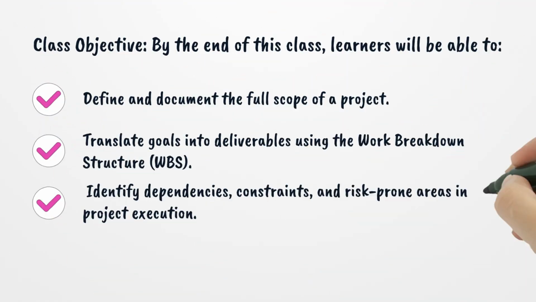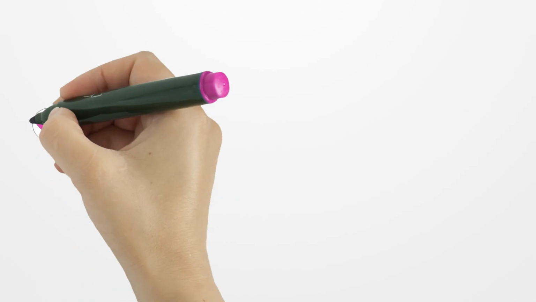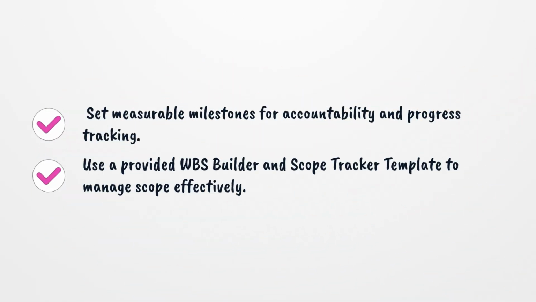Class Objective. By the end of this class, learners will be able to define and document the full scope of a project. Translate goals into deliverables using the Work Breakdown Structure, WBS. Identify dependencies, constraints, and risk-prone areas in project execution. Differentiate fixed versus flexible scope components. Set measurable milestones for accountability and progress tracking. Use a provided WBS Builder and Scope Tracker template to manage scope effectively.